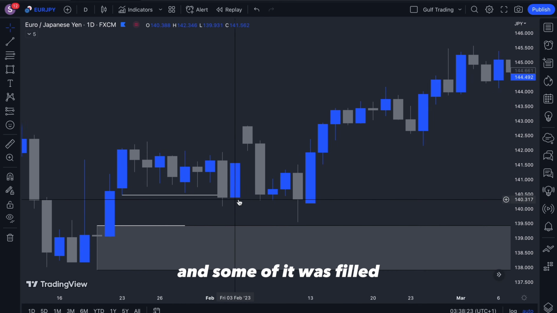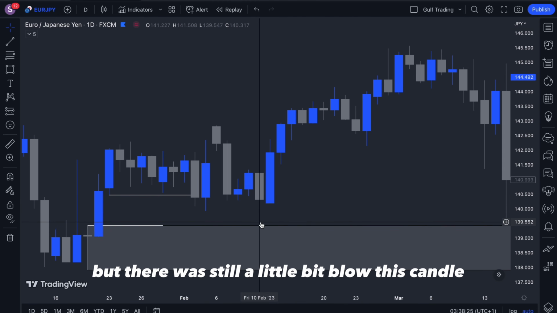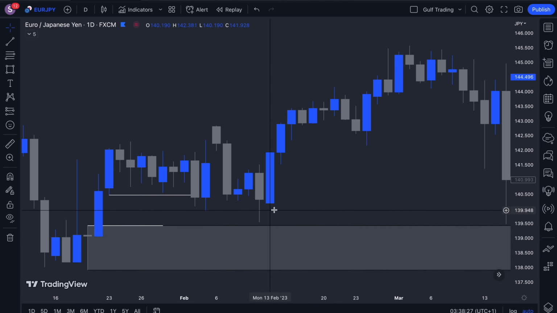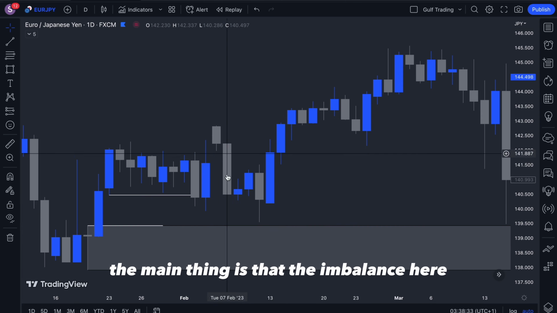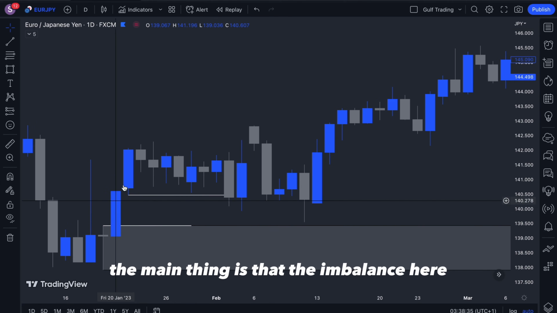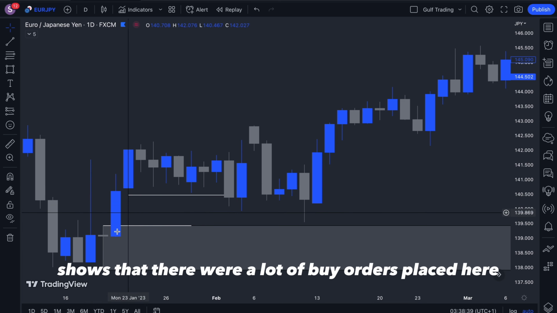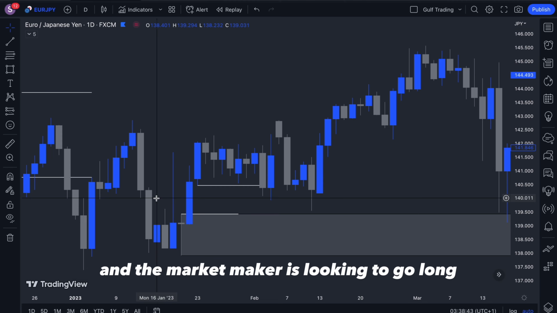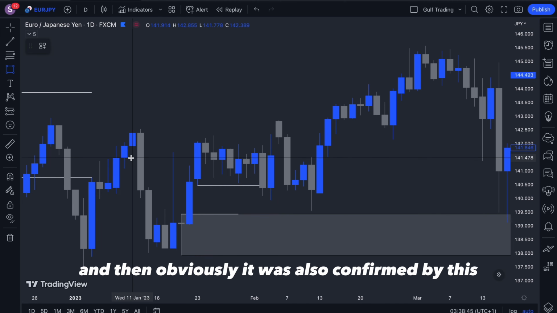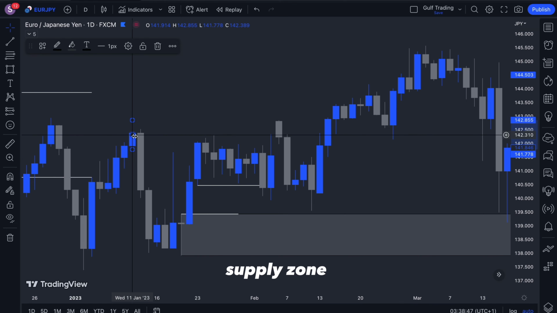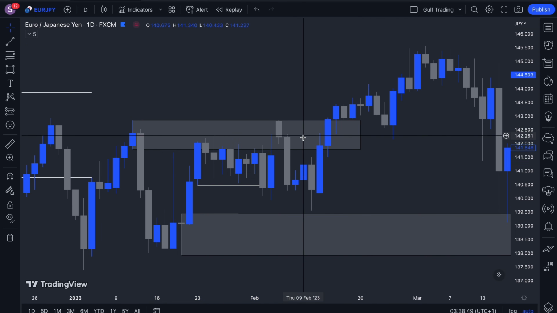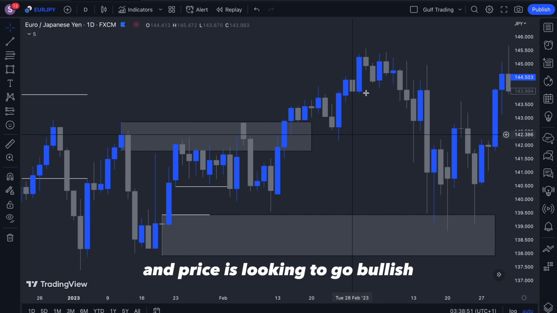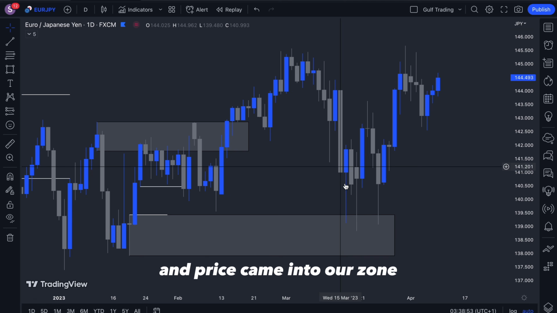And some of it was filled, but there was still a little bit below this candle that wasn't filled, but it doesn't matter. The main thing is that the imbalance in this candle shows that there were a lot of buy orders placed here, and that the market makers were looking to go long. And then it was also confirmed by this supply zone not being respected, and it got broken through, and price looked to go bullish, and then price came into our zone.